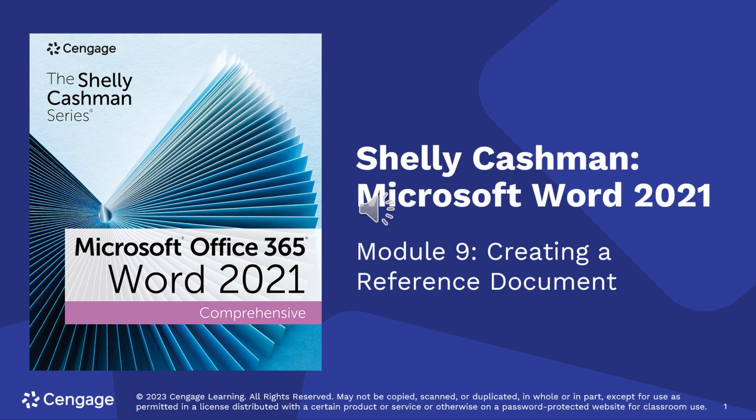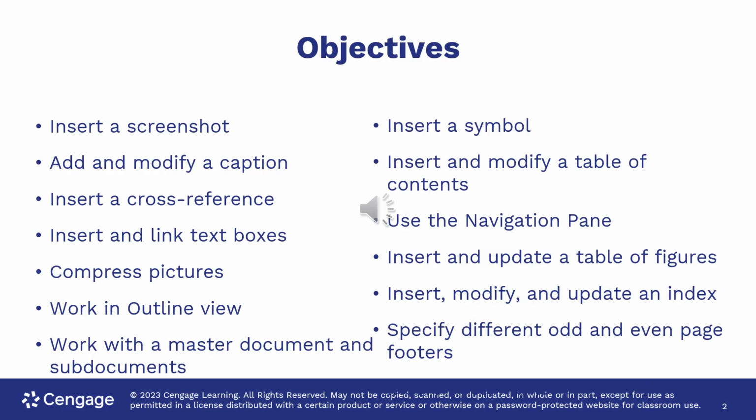In this module, Module 9, we're going to be going in depth on creating a reference document. Our objectives are numerous, as you can see. We're going to insert a screenshot, look at captions, cross-referencing, insert and link our text boxes, compress some pictures, work really in outline view and master documents and sub-documents.